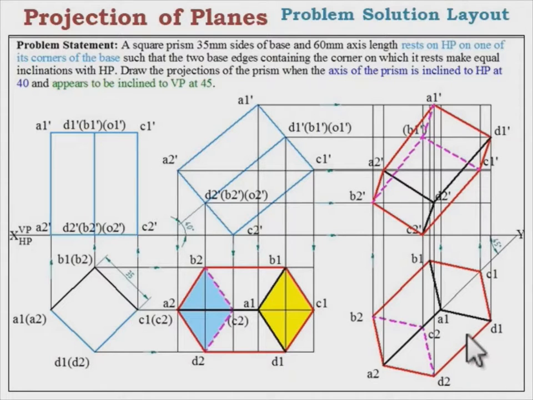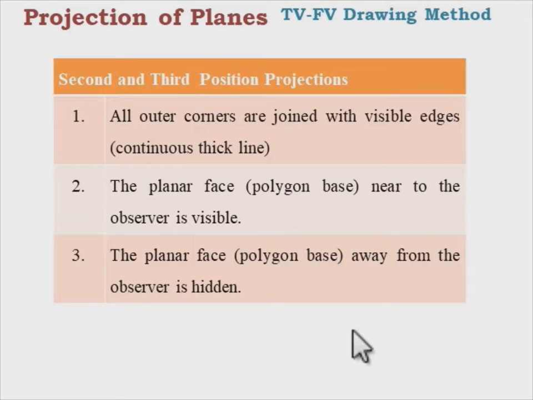The longitudinal edges A1, A2 and C1, C2, they are part of the boundary lines. So they are marked in continuous thick line. The edges D1, D2 are near to the observer. So it is drawn using continuous thick line. The edge B1, B2 is away from the observer. It is drawn with dashed thick line. This is the summary of method to draw top and front view in second and third positions.